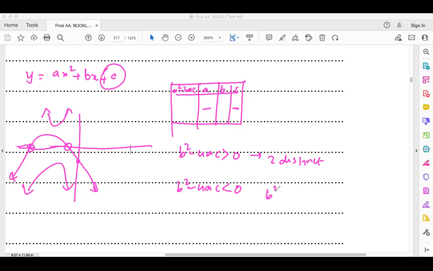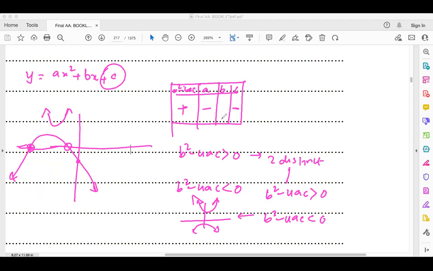If the graph is entirely above the x-axis, like this, or entirely below the x-axis, like this, then in both these cases your B square minus 4AC is going to be less than 0. Here, of course, we can see that the graph is cutting at two distinct points, here and here. Hence, it will have a positive discriminant.